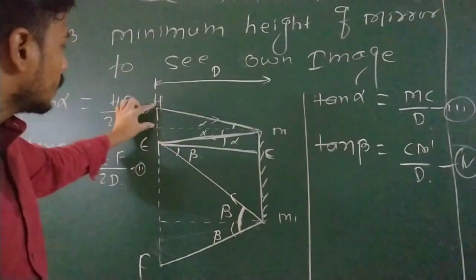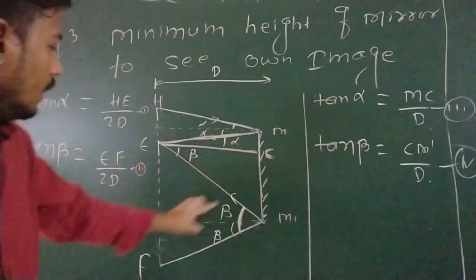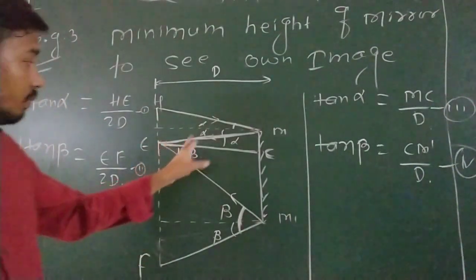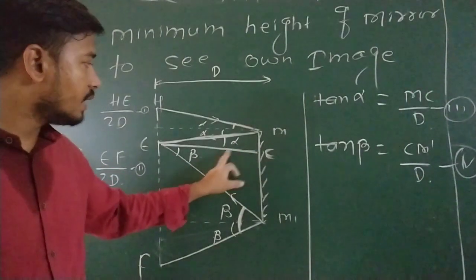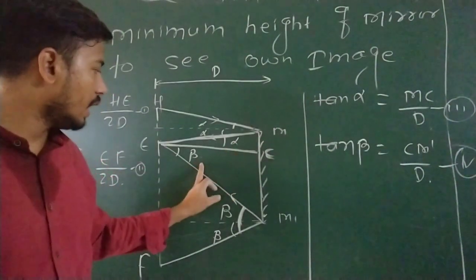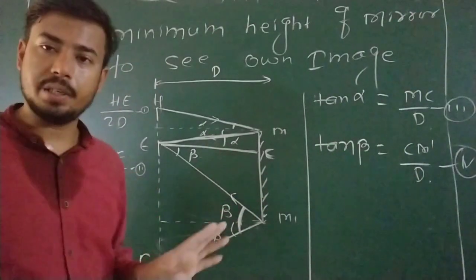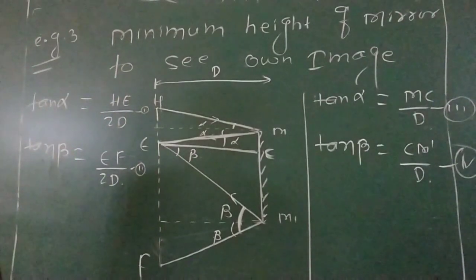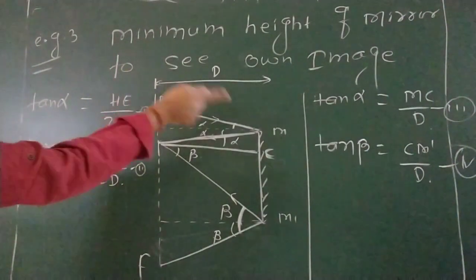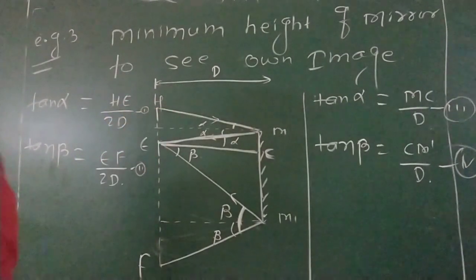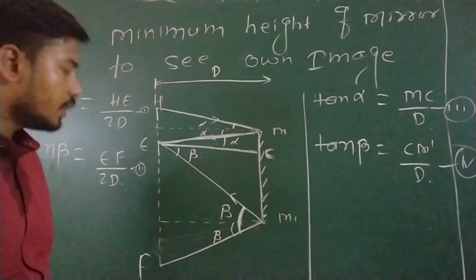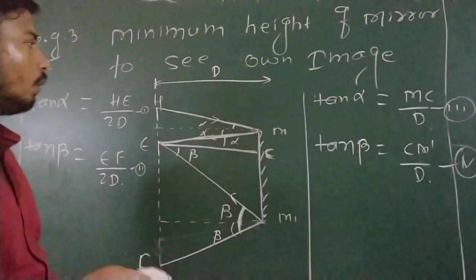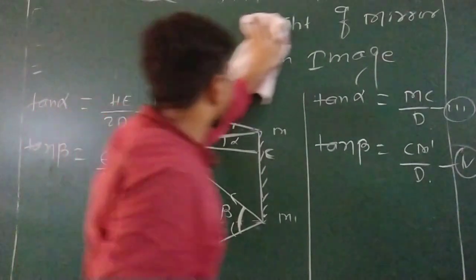First of all, calculate this angle alpha: HE by 2 divided by D. Calculate this beta: total height by 2 divided by D. On this side, tan alpha is equal to MC by D, and tan beta is equal to CM dash by D. Right? Equation first is equal to second, first is equal to third, second is equal to fourth. Now I will suggest you add these, so just equate first of all.